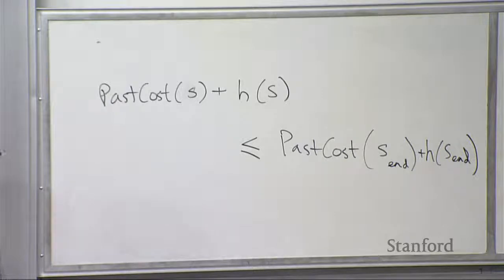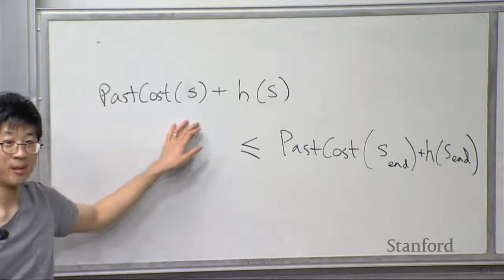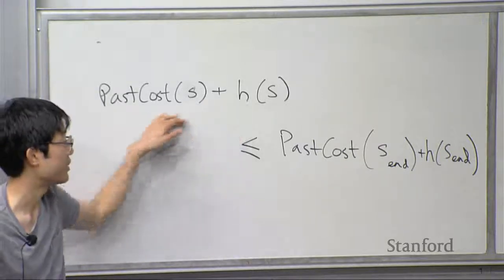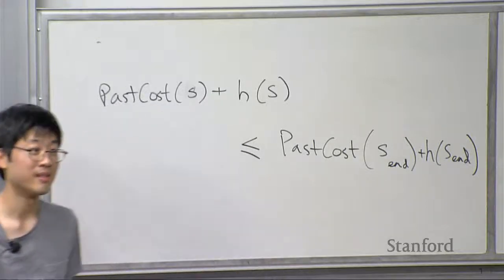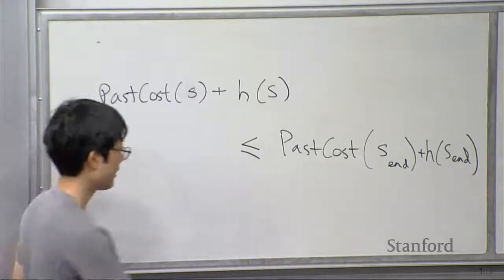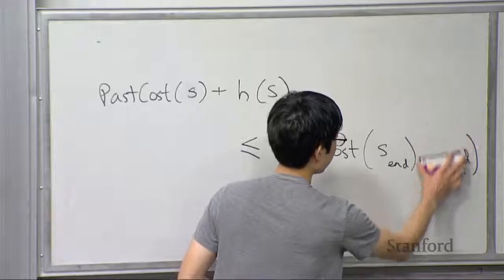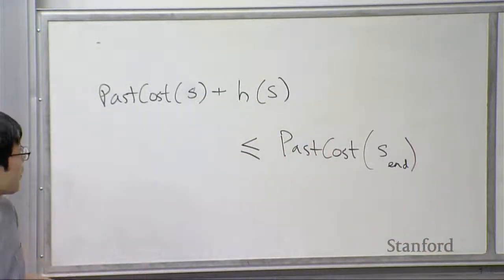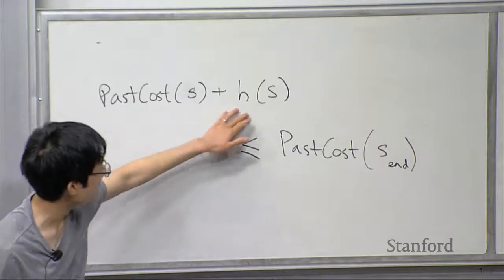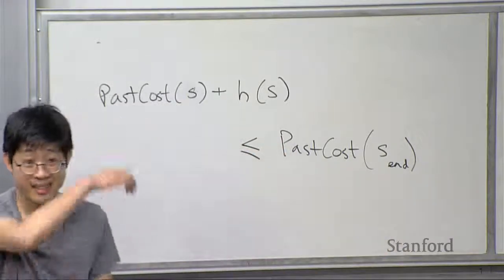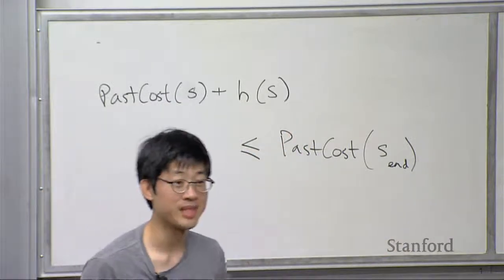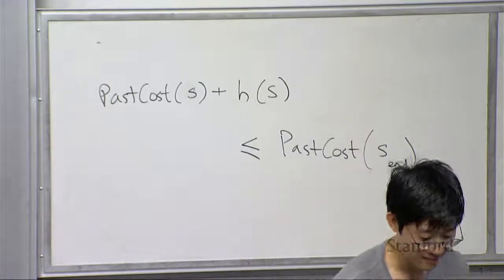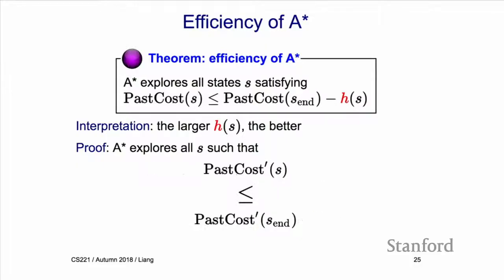So it's probably easier to see why this is true: we'll explore every state for which this value is less than this value, right? But h of s sub end is 0, because that's what a consistent heuristic requires. And then we just move this h of s over to the other side. And that's what gives us this condition up here. And the proof is just what I just did on the board.